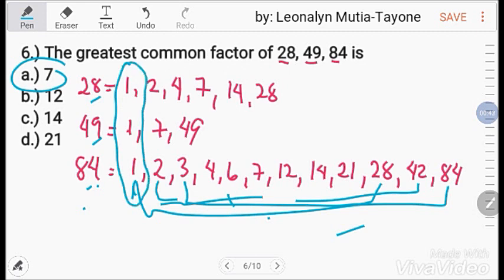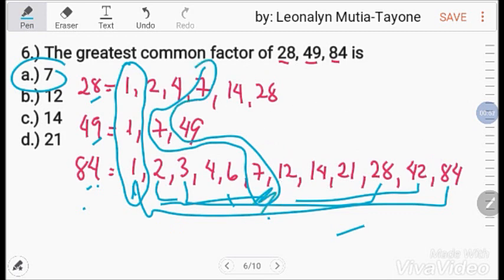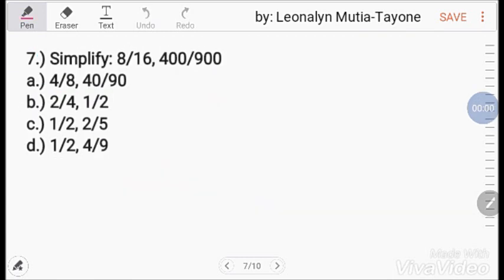1 has common factors. The next is 7, the common factor of the three. After that, wala na. So, ang 7 ang highest or greatest common factor. Number 7. Simplify 8 over 16 and 400 over 900.